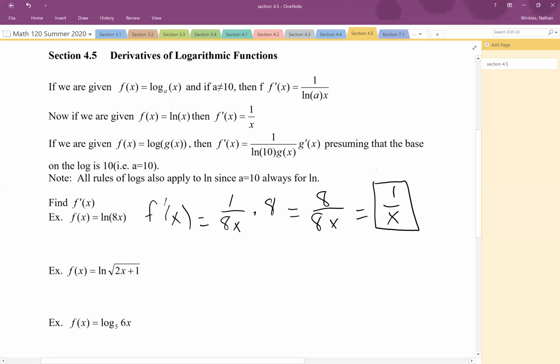Even though we have a multiplier inside of our natural log, as long as there's nothing added, subtracted, and x isn't raised to a power, it's going to simplify back down to 1 over x. We just have to make sure we understand the steps to be able to get there.